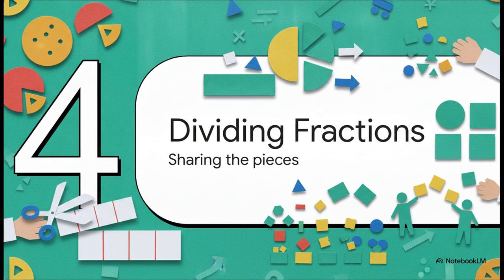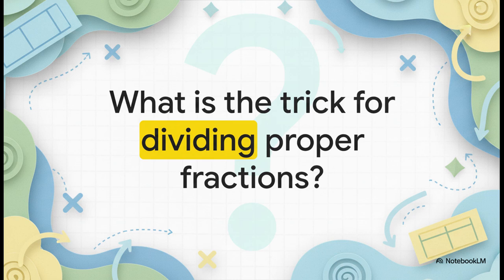Which brings us to Section 4, dividing fractions. It's all about sharing the pieces. Now we reach division. I know division can look a little scary at first, but I have a question for you. What is the trick to dividing proper fractions by other proper fractions? Seriously, there is a very special trick that connects division directly back to the multiplication we literally just learned. Any guesses on what it is?